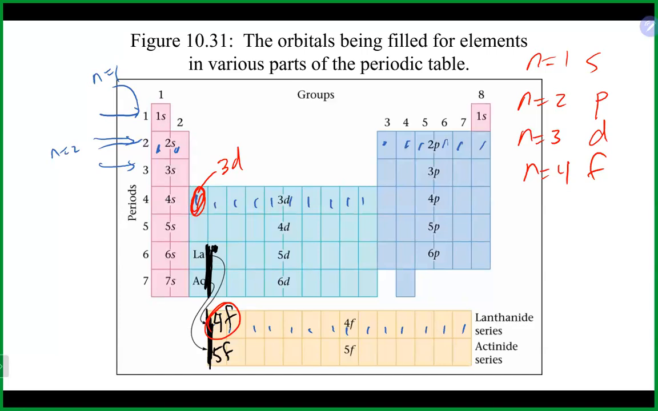Question on that? All right, seems like a good place.